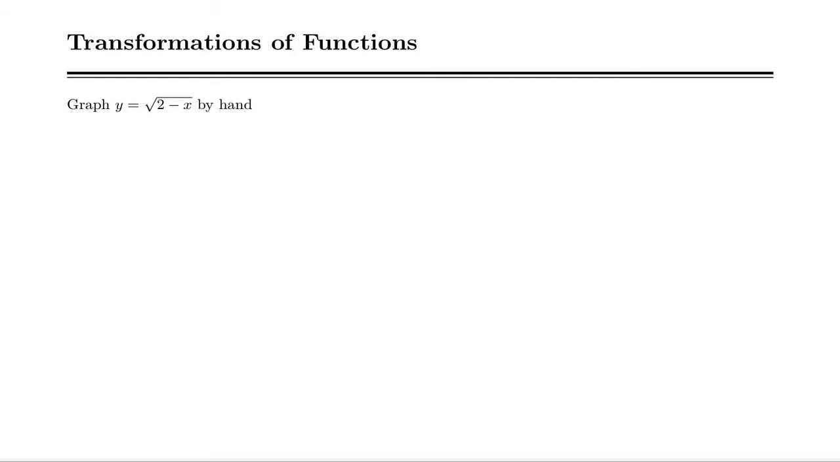We'd like to graph this function. And we're going to do that by viewing it as a transformation or a set of transformations on a function that we already know. A function that we already know that's related to this is simply the square root of x. Now notice that what we're looking at is f of 2 minus x.